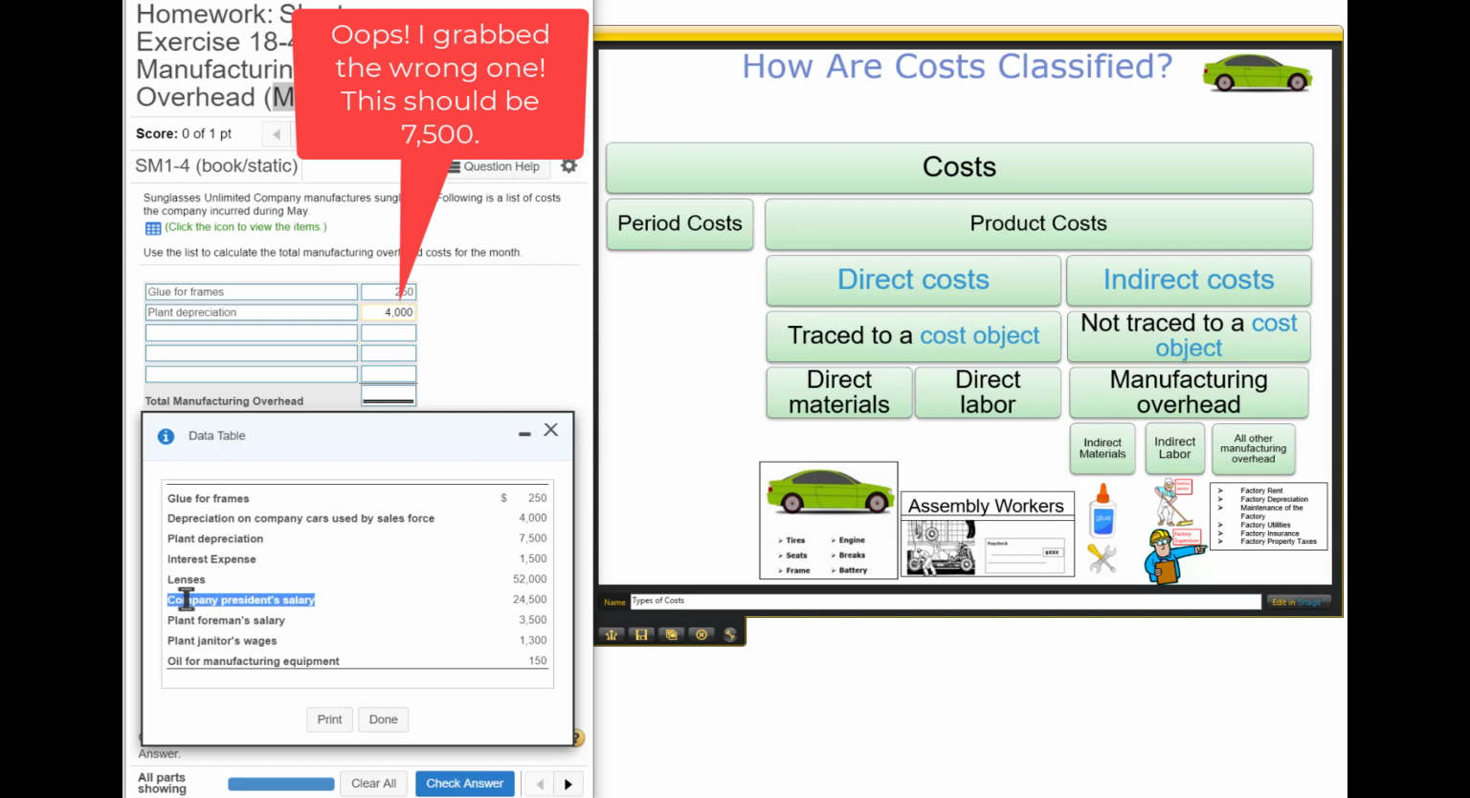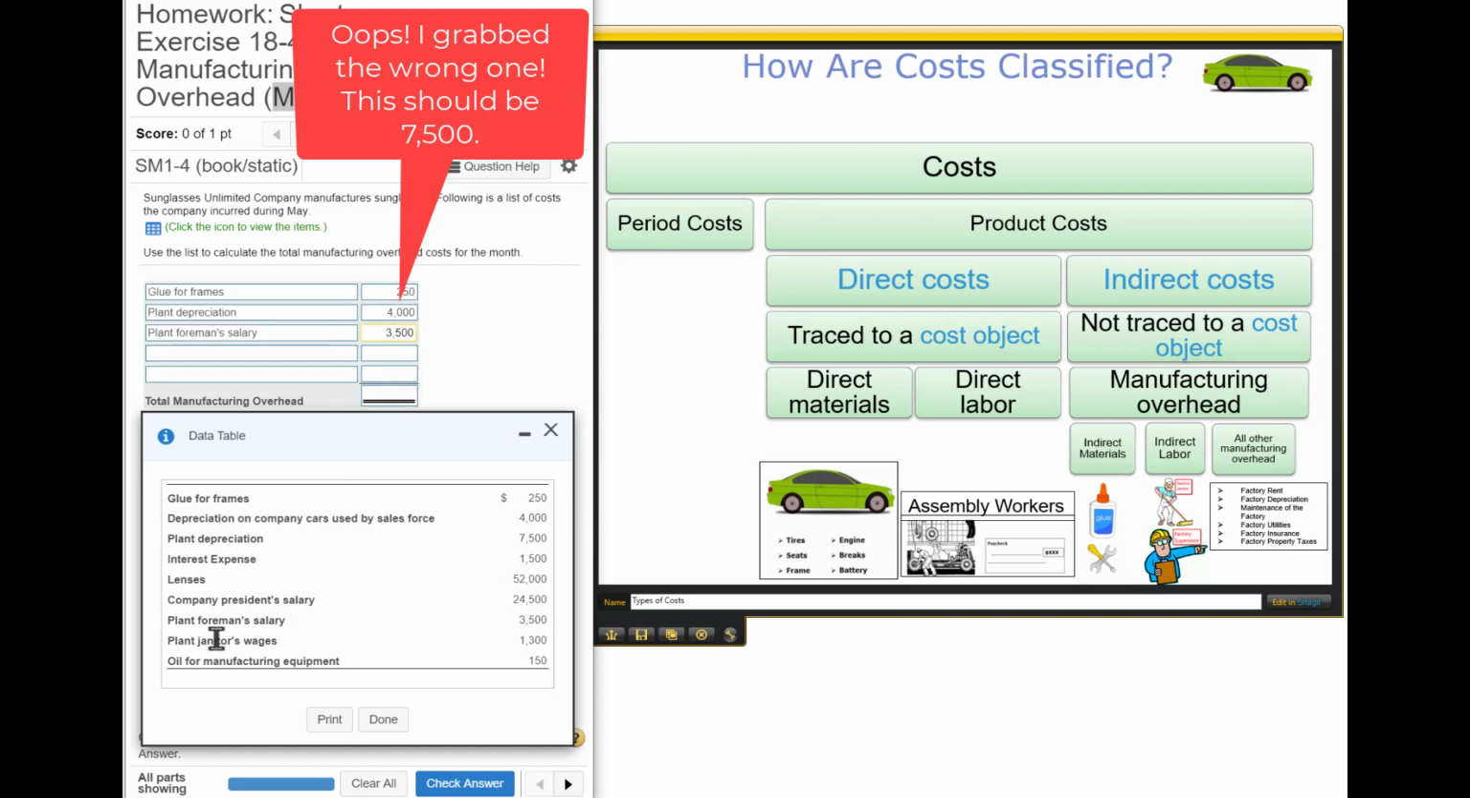Next, company president's salary. His or her main duties are not actually making the sunglasses, so that would be a period cost and is therefore left off. Plant foreman's salary. The plant foreman is in charge of the plant where they make the sunglasses, but he or she does not directly make certain sunglasses, so this is a manufacturing overhead expense. So we're going to include plant foreman salary, $3,500.